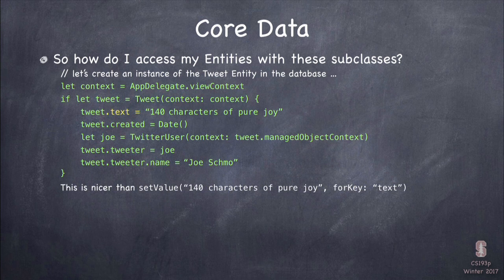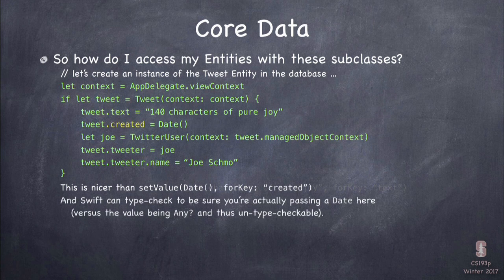And then here, I'm setting the text to be 140 characters of pure joy. And I don't have to say set value 140 characters of pure joy for key text and have all these literal strings like text in there and this untyped thing. I just say tweet.text equals that. And same thing here with created. Again, it's typed, so if we tried to say tweet.created equals quote hello, Swift would say no, created is of type date, so you can't do that. It type checks everything and finds all our possible errors.